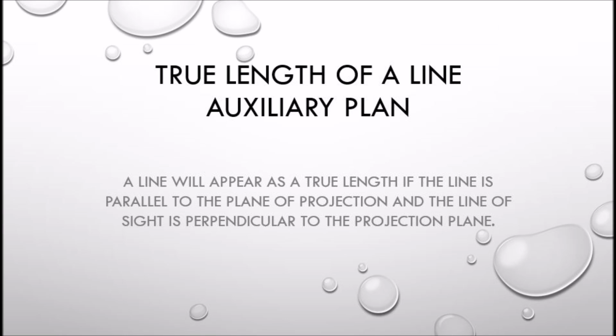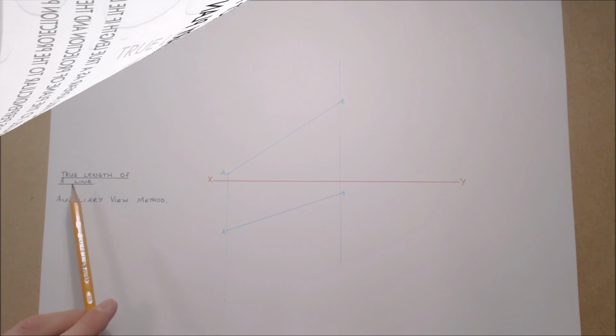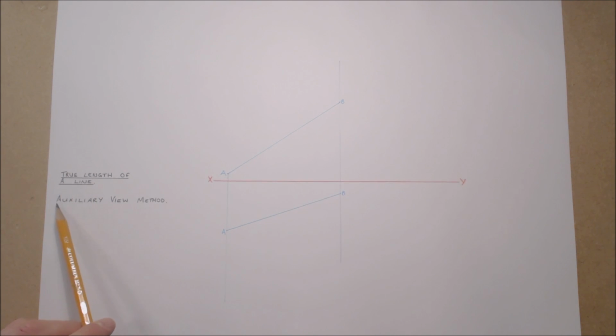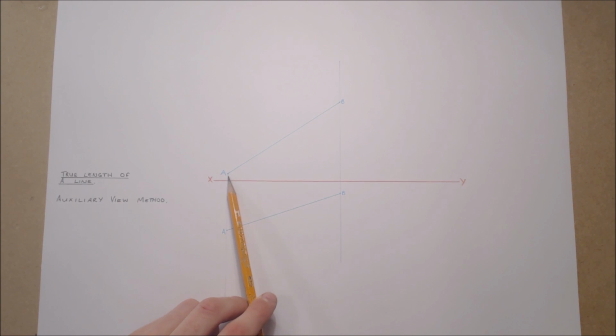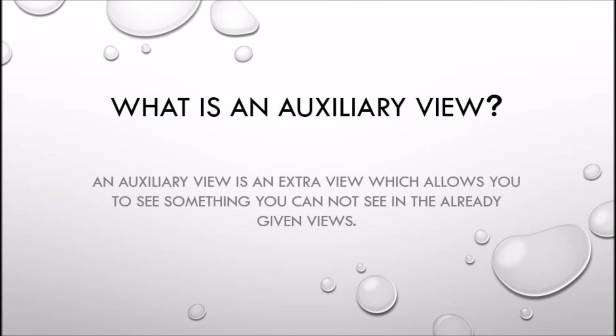A line will appear as a true length if the line is parallel to the plane of projection and the line of sight is perpendicular to the projection plane. Given the oblique line AB, find the true length using the auxiliary view method.